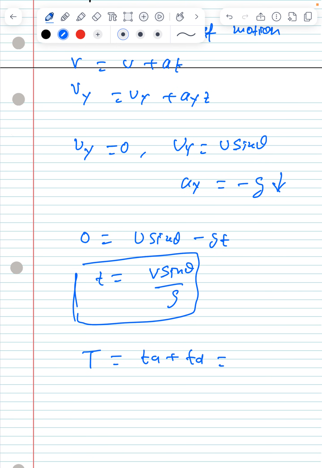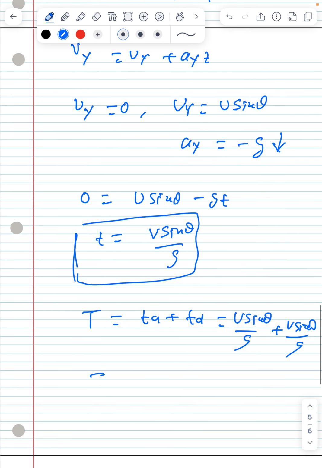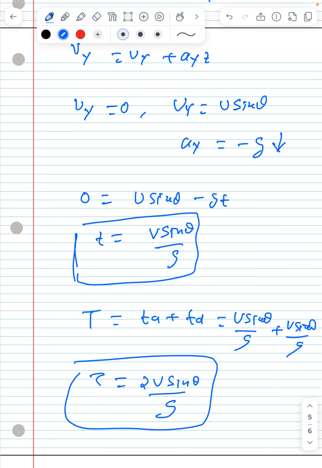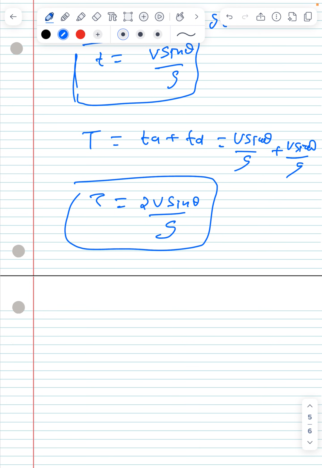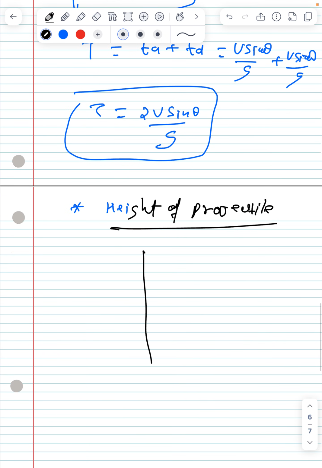Putting all these values here, mean v = 0 equals u sin theta minus gt, and t equals u sin theta divided by g. This is half the time of the total flight. This is the time of ascent and this is the time of descent, and now total flight time equals time of ascent plus time of descent, right, equal to u sin theta divided by g plus u sin theta divided by g, mean T equals 2u sin theta divided by g.